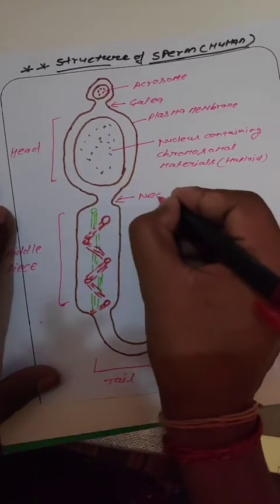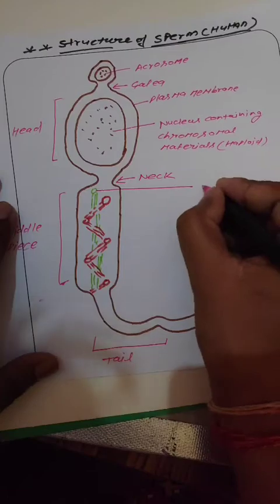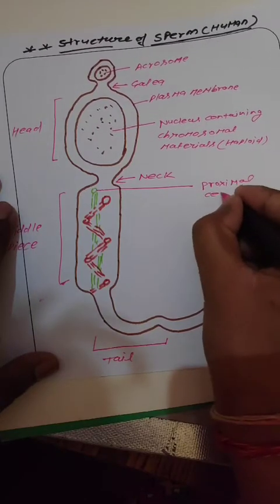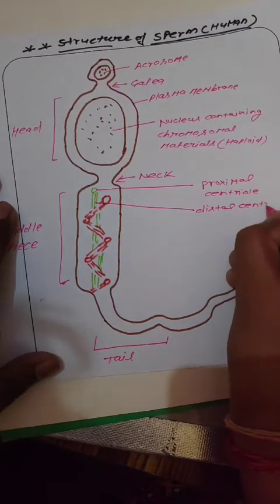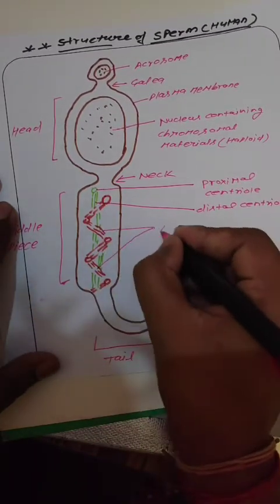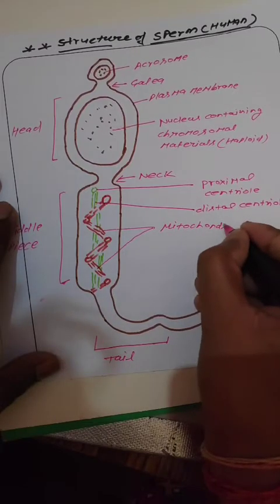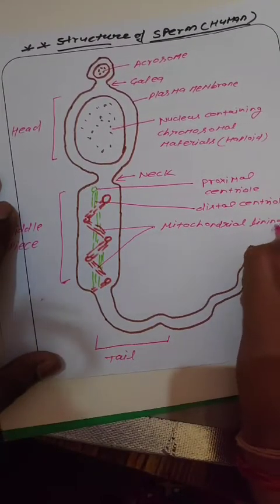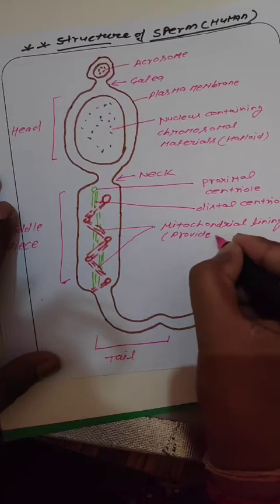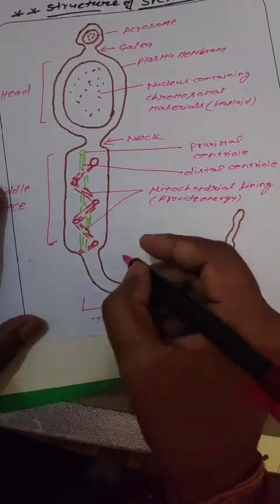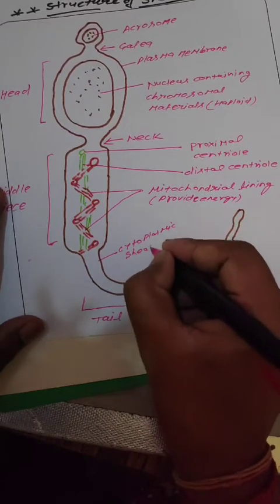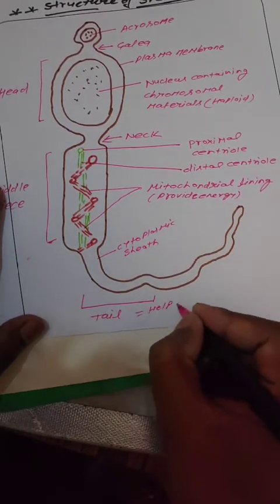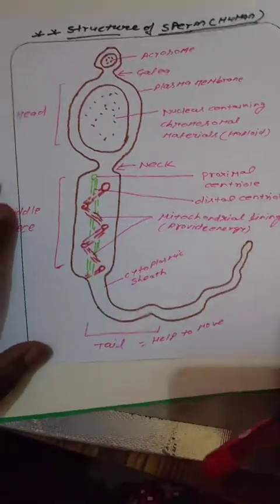Now back to this part. This is the neck, the junction between the middle piece and the head. This one is the proximal centriole, and the tail part of the centriole is the distal centriole. Now this one is the mitochondrial lining, which provides energy to the sperm. And this one is the cytoplasmic sheath, that is the beginning of the tail. That is the overall structure of the sperm.